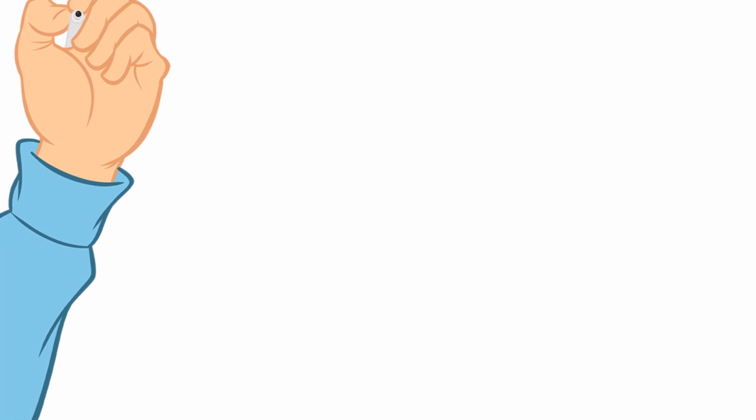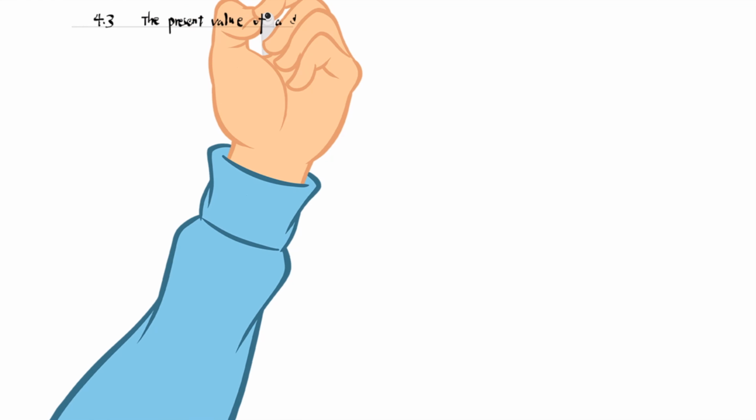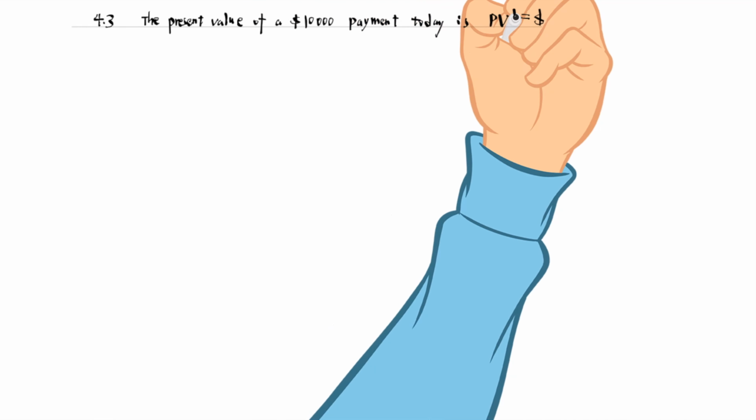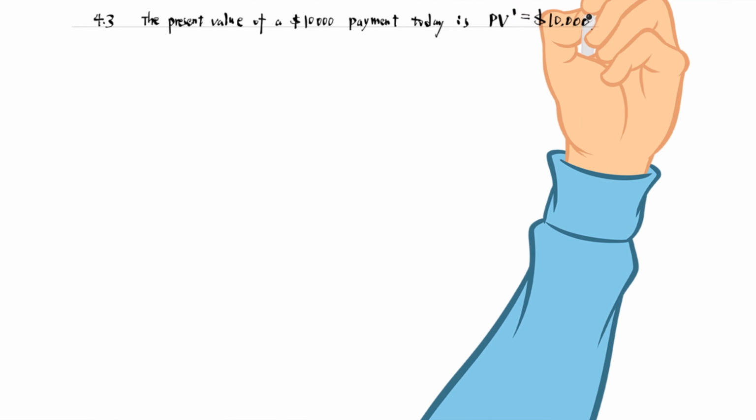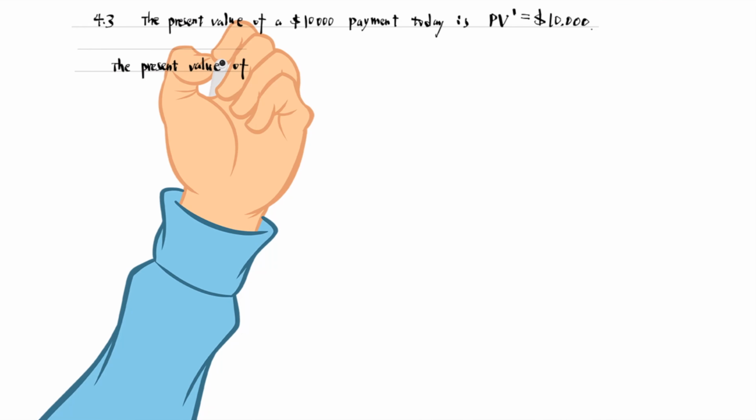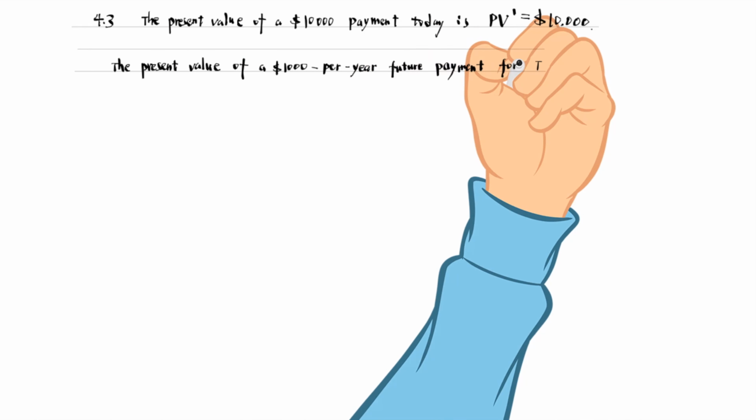We compare the present values of the payments. The present value of a $10,000 payment today is $10,000. The present value of $1,000 per year future salary for T years is as follows.